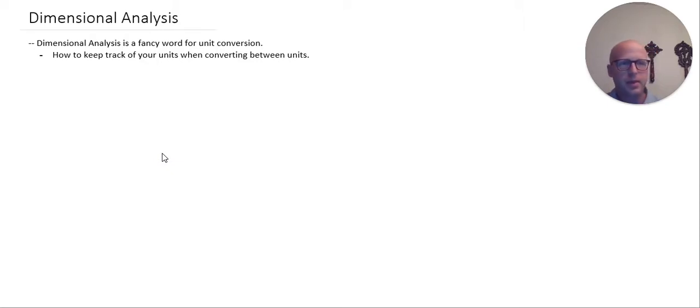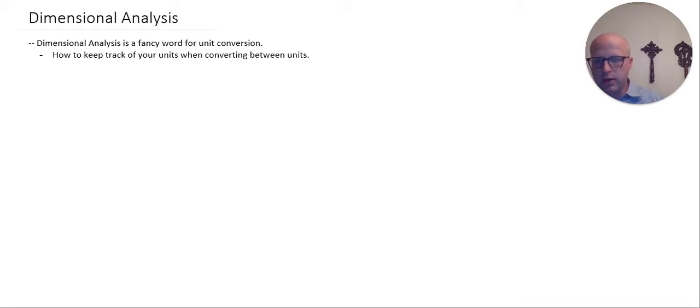So today we're going to go over something called dimensional analysis. Okay? And all dimensional analysis is just a fancy word to say we're going to work on unit conversions. Okay, so how do we convert from one unit to another? And I'm going to show you a method, and this is really a method to keep track of your units when you're converting between units.